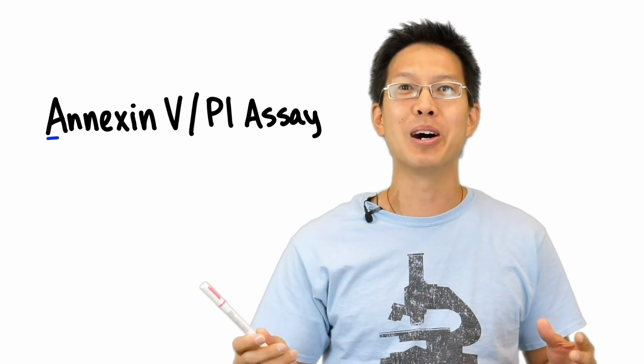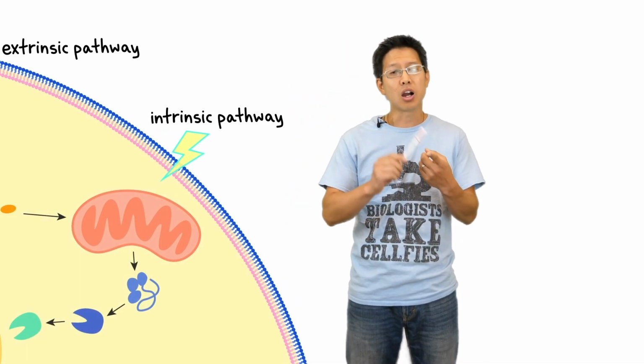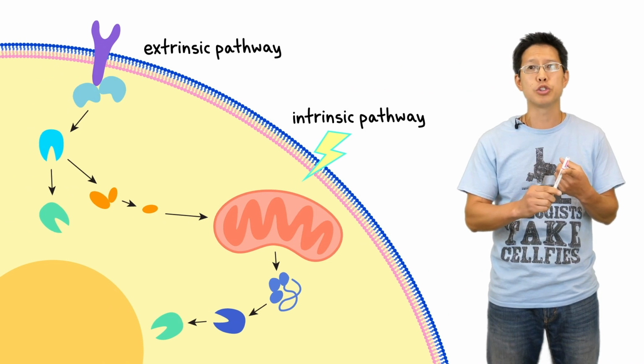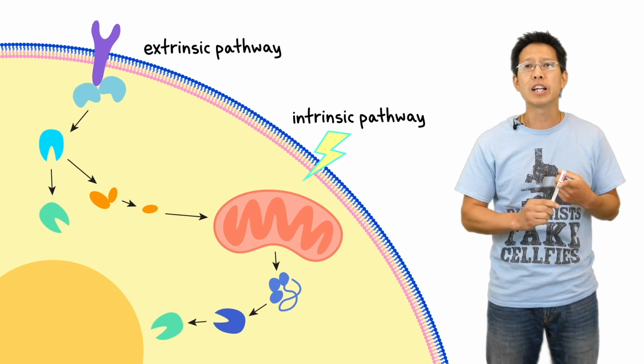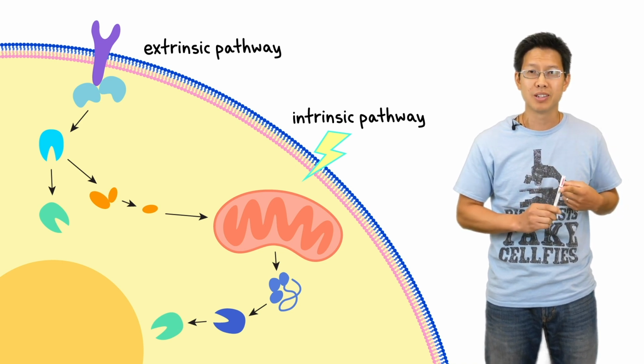Today we're going to talk about the Annexin-5 PI assay. The Annexin-5 assay is one of the most commonly conducted apoptosis assays. The oncology and immuno-oncology researchers routinely perform Annexin-5 assays during the development of novel therapeutic treatments.